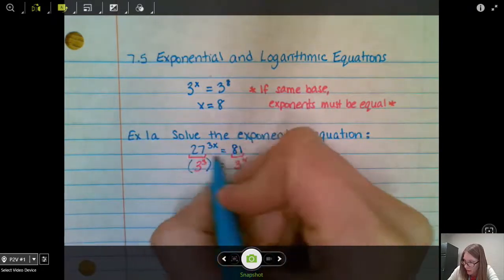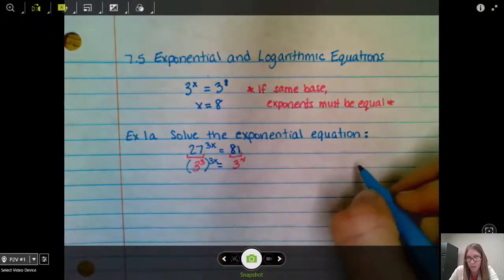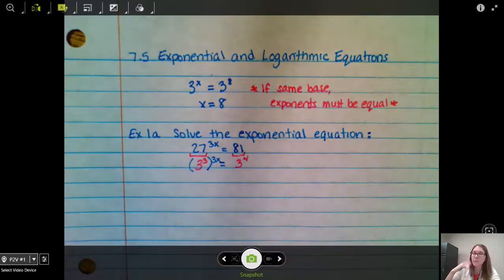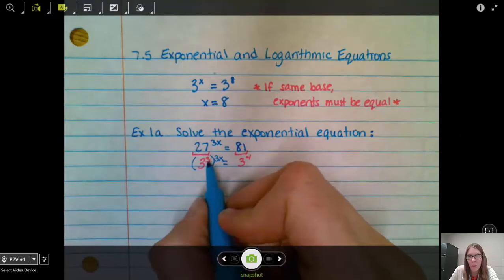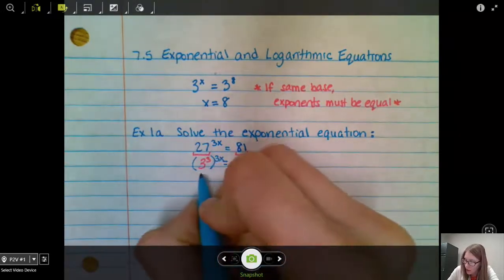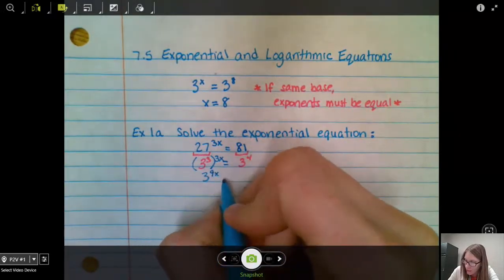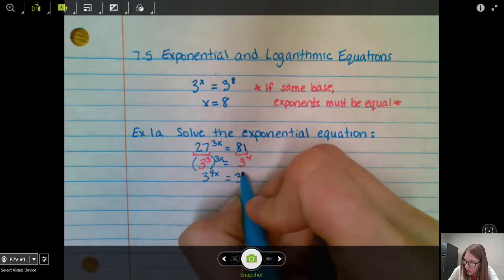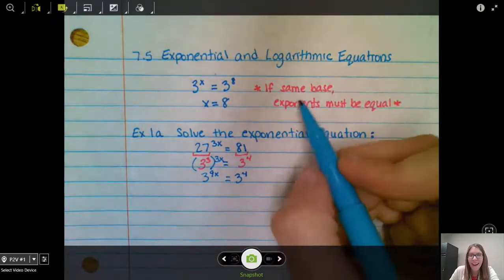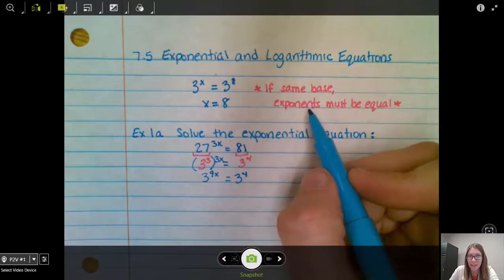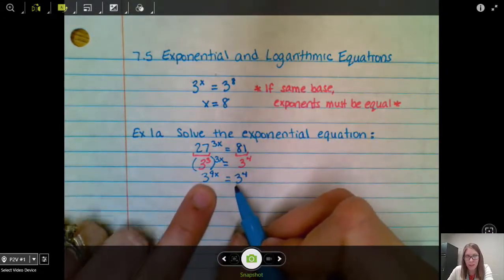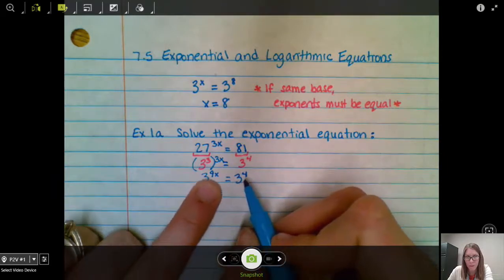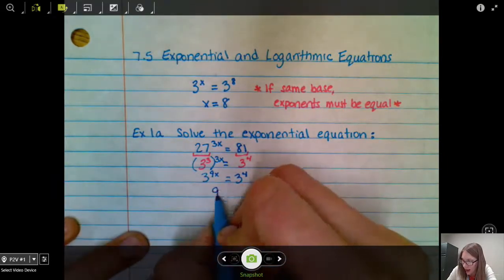So I have 3 to the 3rd to the 3x power equals 3 to the 4th. Well, our exponent properties say if I have a power to a power, we can multiply these together. So this is 3 to the 9x equals 3 to the 4th. And now we have this situation where I have the same base. Those exponents have to equal each other. So the same base is here, base 3 on both sides. That means 9x has to equal 4.